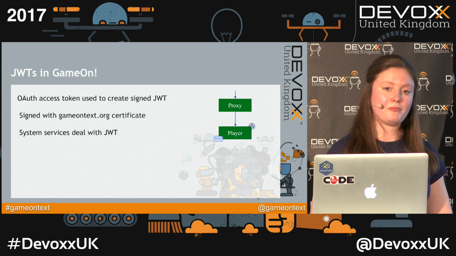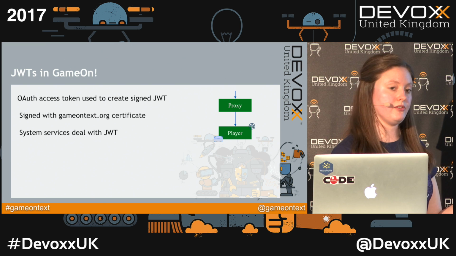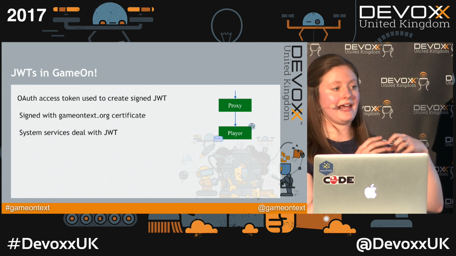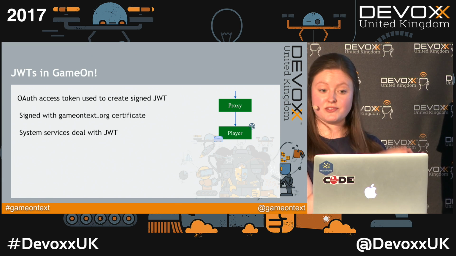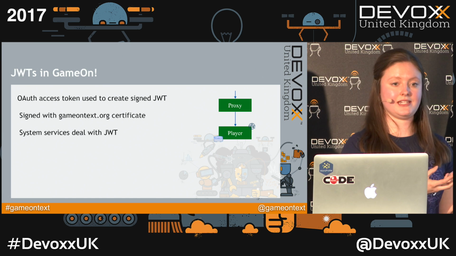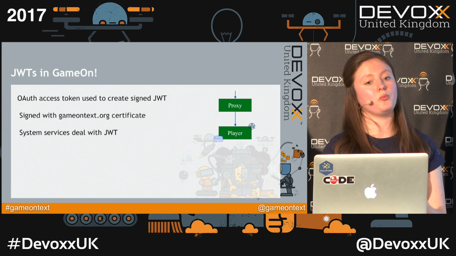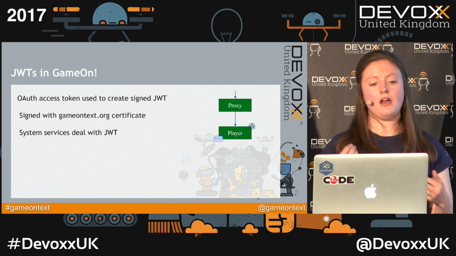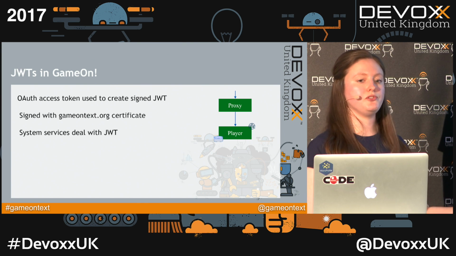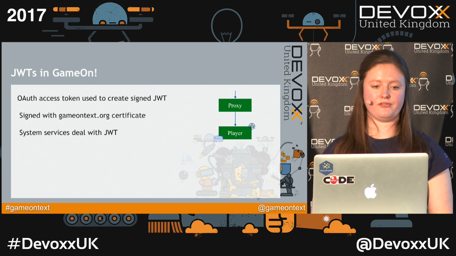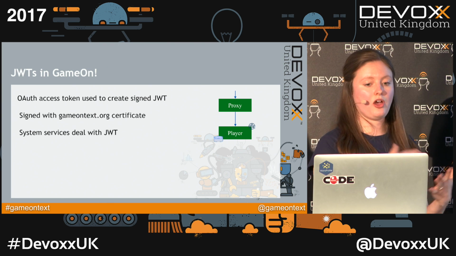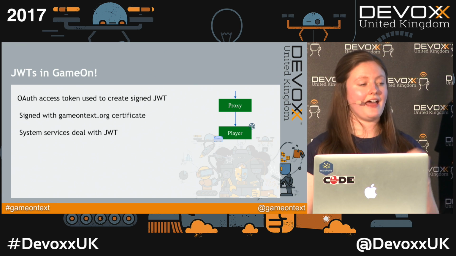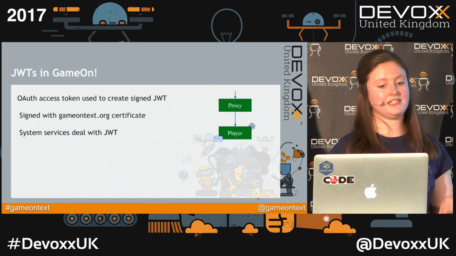So that's a bit of information about what they are more generally, but how are we using them for GameOn? As we said in our flow earlier, we've logged the user in, and now the user wants to make some sort of request. That's where the JSON Web Token comes in, because it carries a representation of that person, and we need that to work out if they can make the request that they want to make. For example, if I'm a player in GameOn, I can't make a request to update Adam's user information. I can only update my own user information. So we're using the OAuth access token that we got from your social sign-on to create the signed JWT, and then we're signing it with the GameOn text.org certificate.